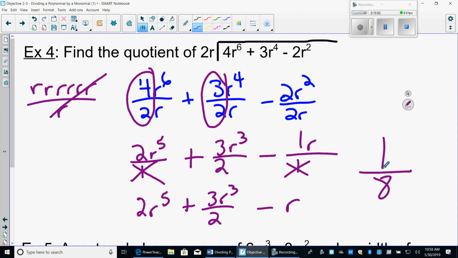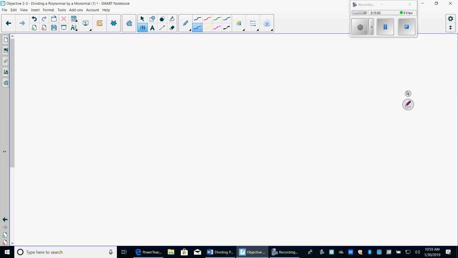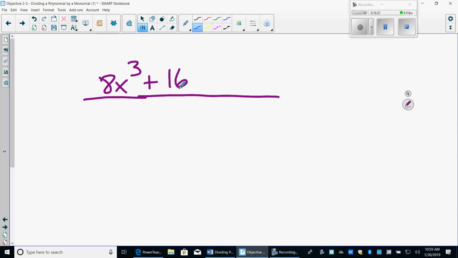All right, let's see if we can get one. Yeah, let me make this up. Okay. Let's do 8x to the 3rd plus 16x squared plus 24x all divided by 16x squared. Try that one. Oops, let me make this an x right here. That'll be our last one.